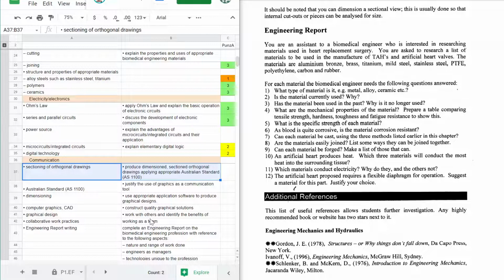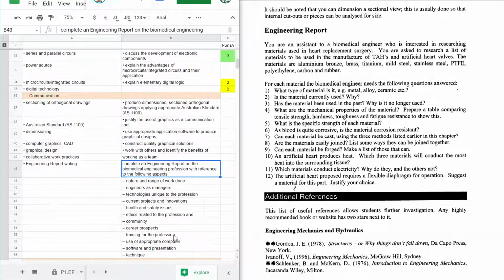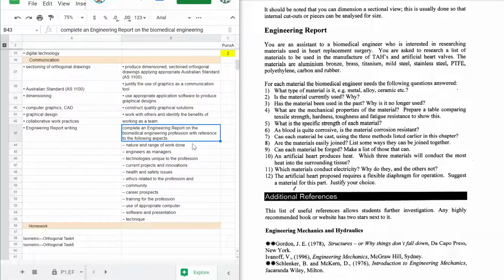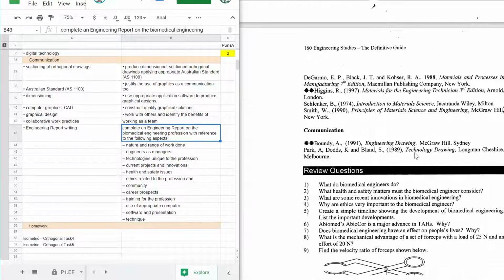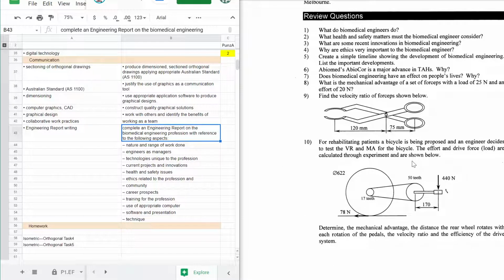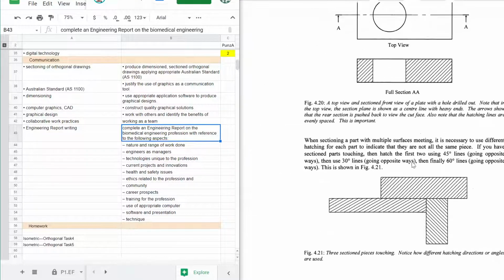And if we look through here, we actually have to write an engineering report, which I have already set for you. There's some specific things that we need to look at. Here they're talking about, Copeland likes the idea of the engineering report being on total artificial hearts. I've set it on hip replacements, just because that's another good topic to look at. So that's our overview of the topic.